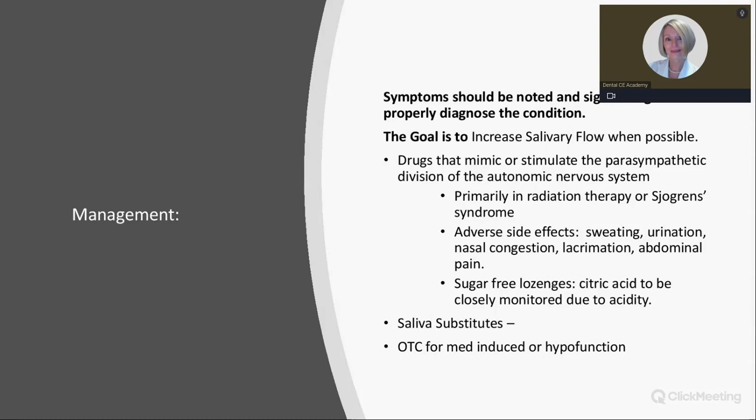And the goal here, when we can, is to increase salivary flow. So there are drugs that mimic or stimulate the parasympathetic division of the ANS, and this has been useful sometimes in patients with radiation therapy or Sjogren's syndrome. But there are adverse side effects with those medications: sweating, urination, nasal congestion, lacrimation, abdominal pain.